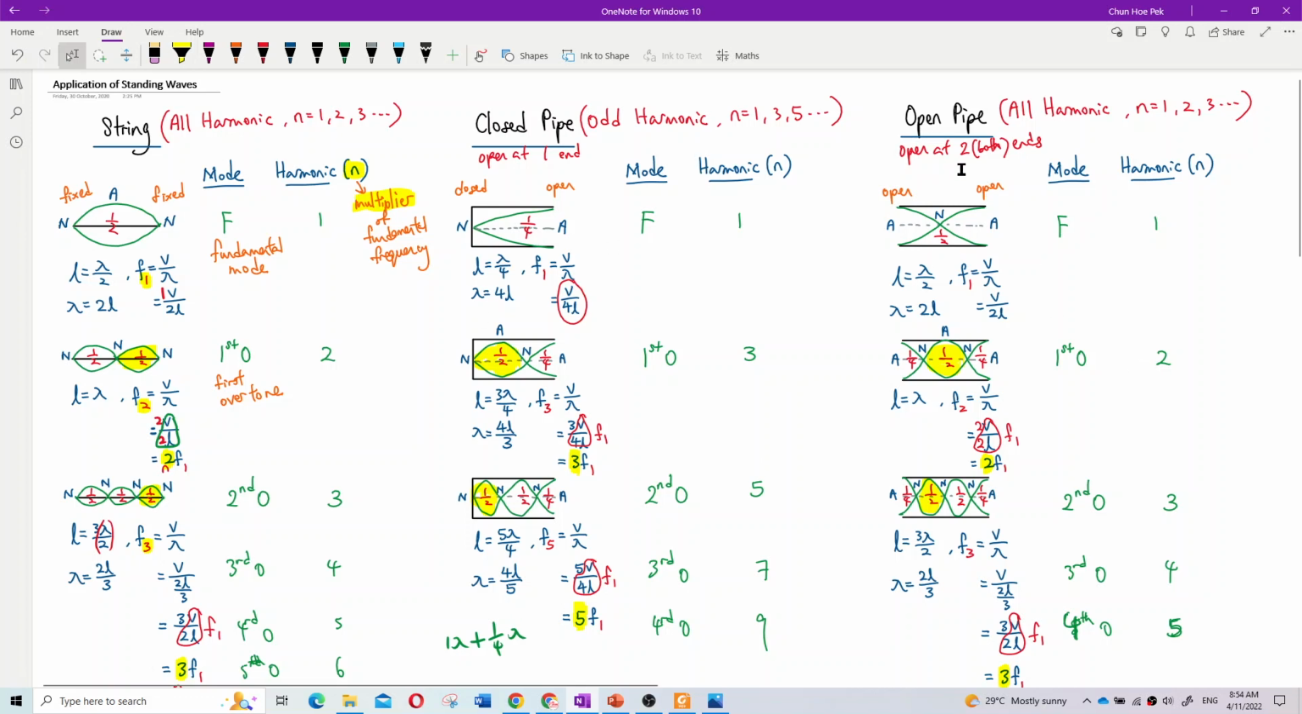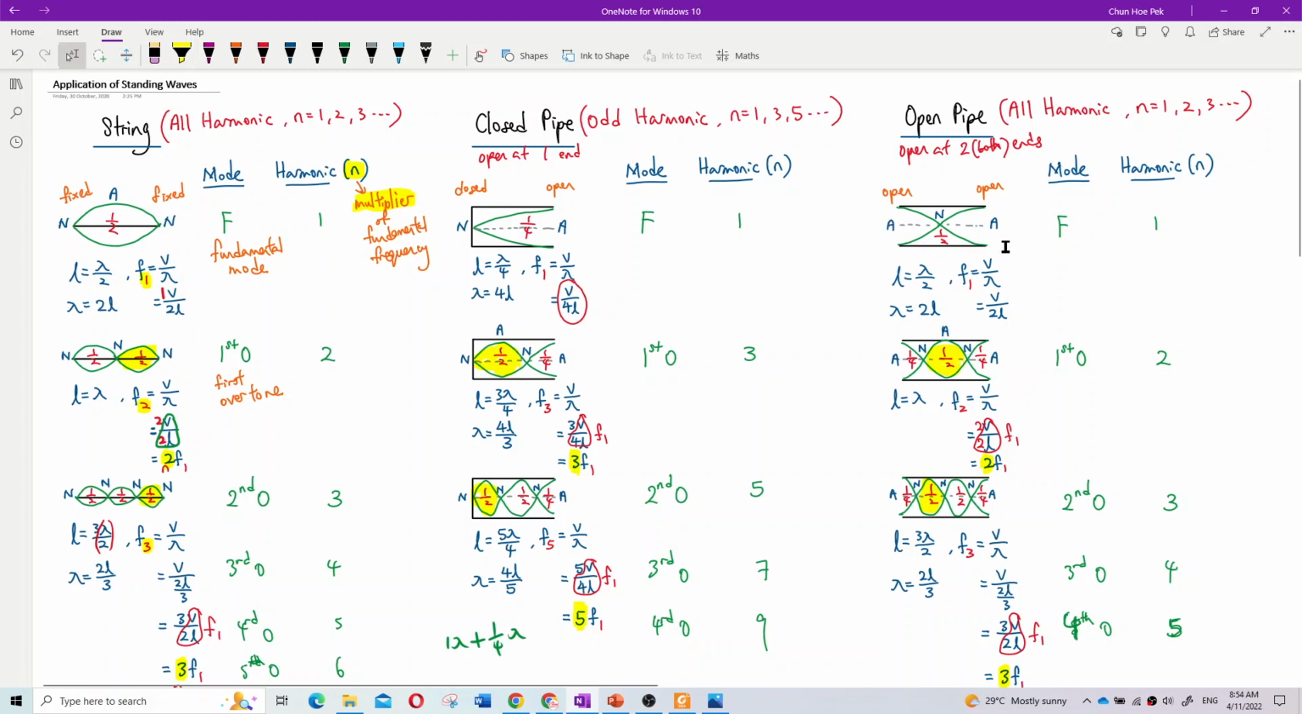Open pipe. Open pipe is what? Open pipe is open at both ends. Just now was the closed pipe, open at one end only. That's why there is only one antinode. But the open pipe is open at both ends. Both ends open, so it's antinode and also antinode. Because both ends are open, both ends can oscillate freely, so can vibrate freely. So both ends become antinodes.